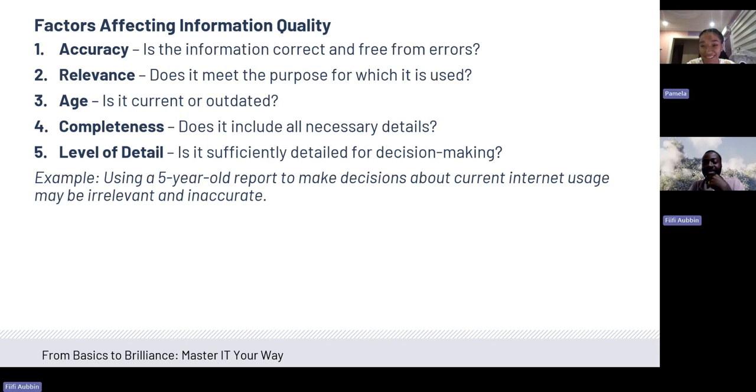That's fine. So we have the first one, which is accuracy. Is the information correct and free from errors? These are the factors that can affect the information quality.